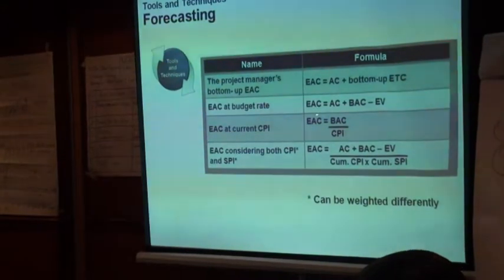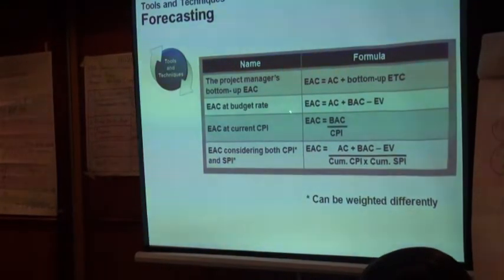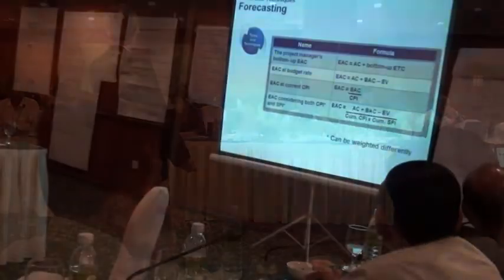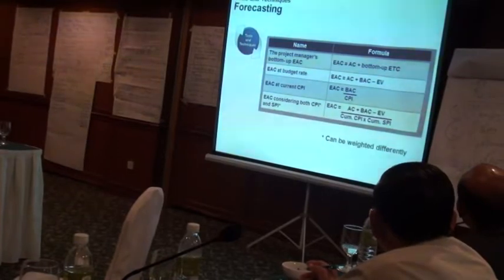Estimate at completion. There are a few formulas, depending on the condition. CPI is the cost performance indicator. Then you divide them. The BAC stands for budget at completion. It will estimate how much it will cost at the end. Okay, we have the overview.